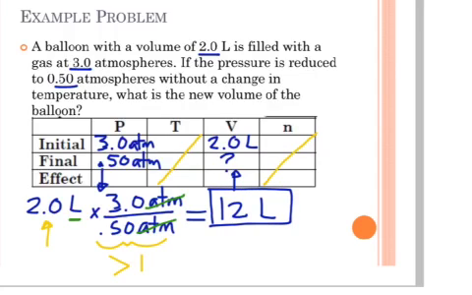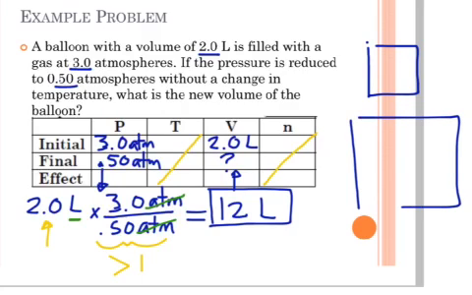Sanity check here, I expected volume to go up. 12 is higher than 2, so that matches my expectations. The last step is to check our work, or to confirm our work by drawing pictures. If our initial volume is 2 liters, that's a smaller box, and our final volume is 12 liters, a much bigger box. The number of particles stayed the same.